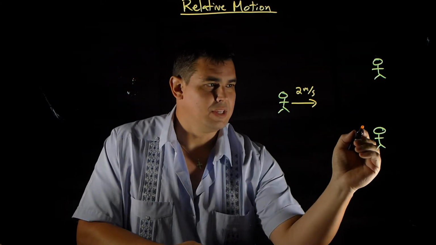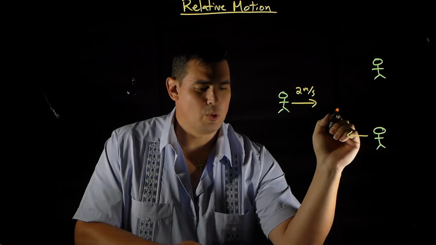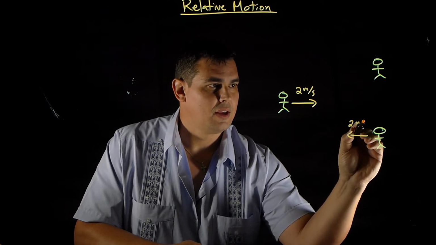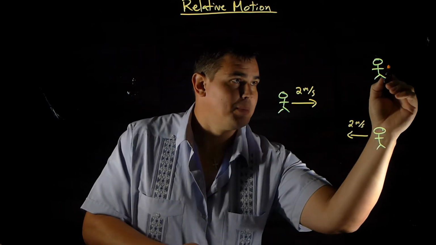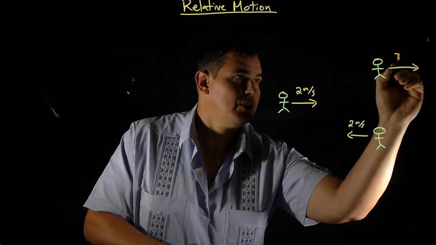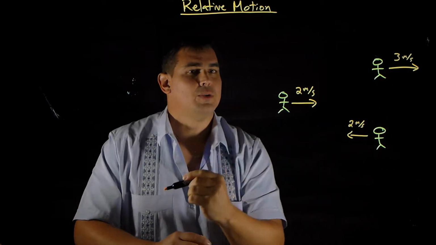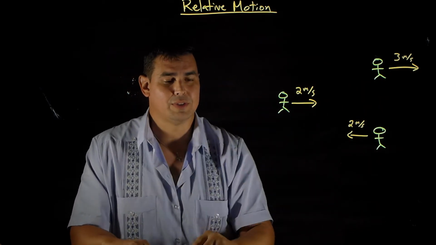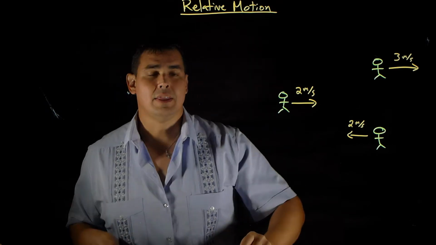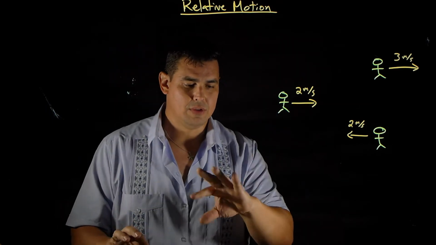So this person is walking towards you, also at a speed of 2 meters per second. And then there's another person up here who's walking a little bit faster than you, at 3 meters per second. Okay, so how do these look relative to you? It's a little bit different now. In the fixed frame of reference, you could just add or subtract.